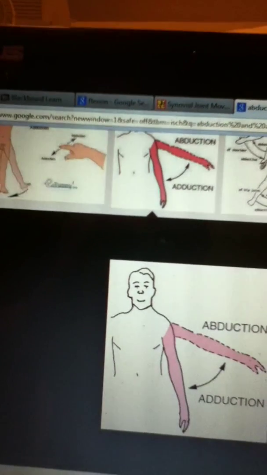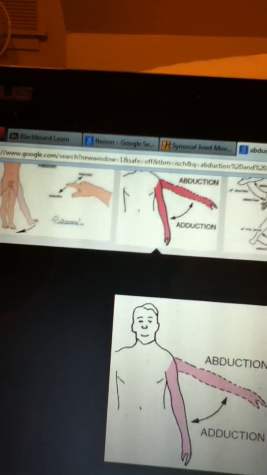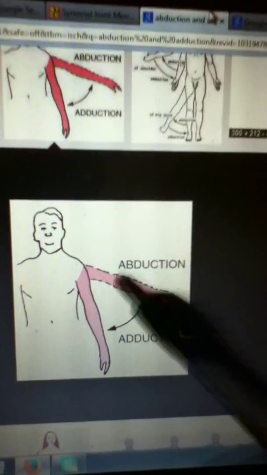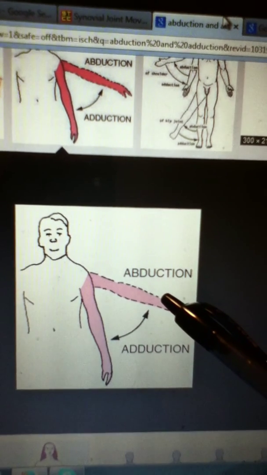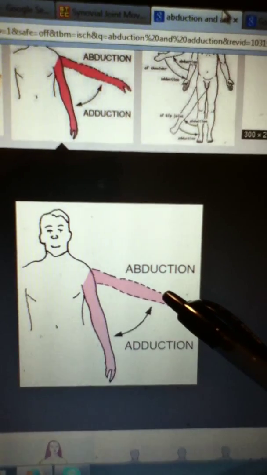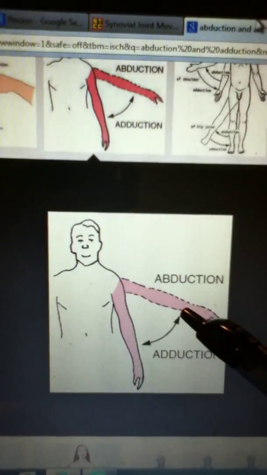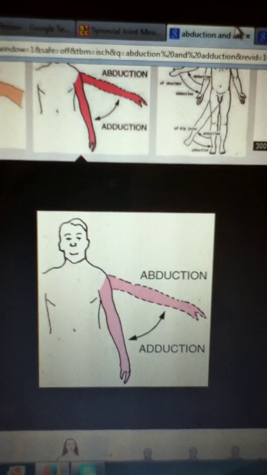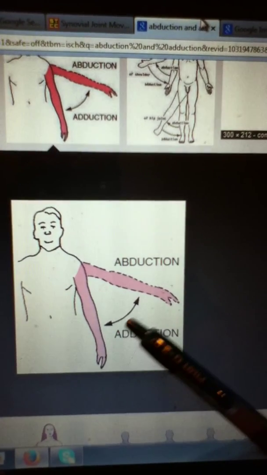Then there's abduction, which is movement of a limb away from midline along the frontal plane. An example of this is moving the arm up. Adduction is the opposite of that. That is moving the limb closer to midline, and that's adduction. And there's the example of that, moving the arm down.